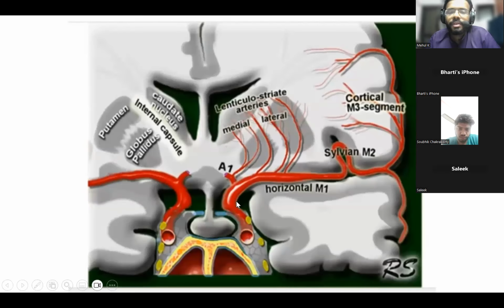Your MCA, you have your ICA, then you have your horizontal part here, which is called your M1 part of your MCA. Why is this important? You give your lenticulostriate branches from your M1 segment. Why is that important? I'll tell you in a little bit. Then it goes into the Sylvian fissure as your M2 segment. Then you have another part which is your M3 segment. Then outside the cortex is your M4 segment. So you have M1, M2, M3, and M4.